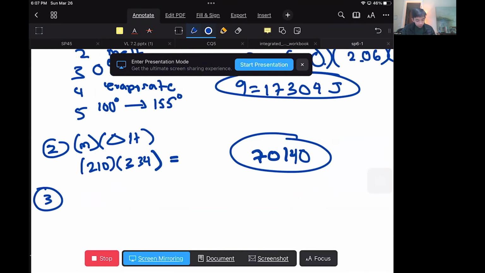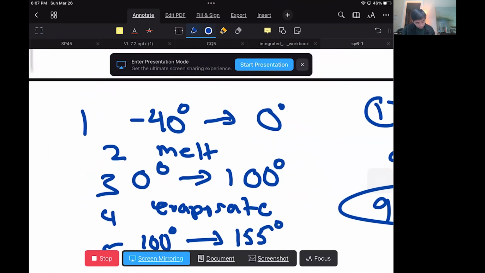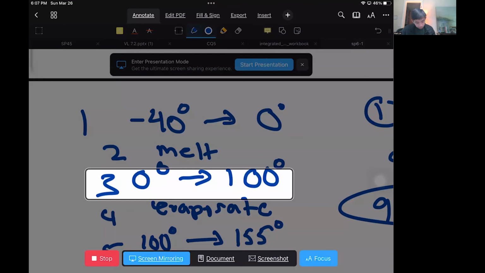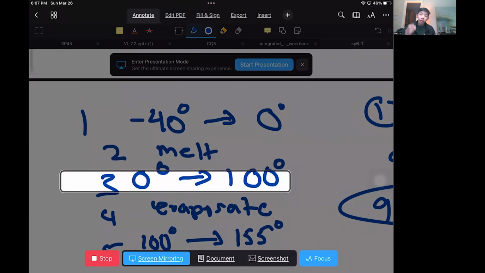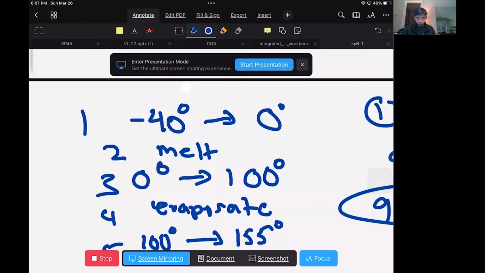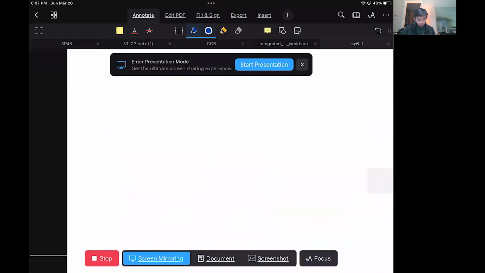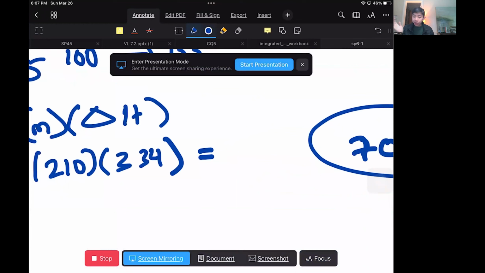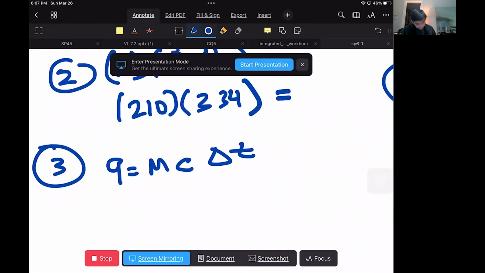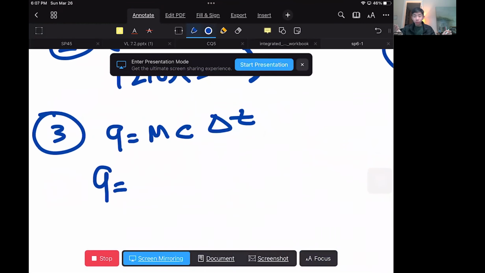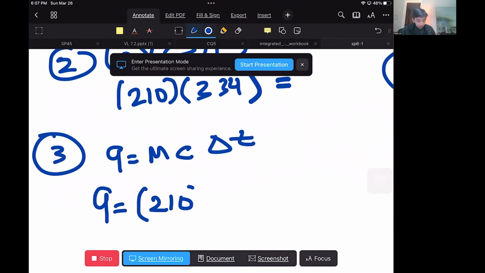Okay, number 3. We just did melting, so now we're on to number 3. Number 3 is raising the heat from 0 degrees Celsius to 100 degrees Celsius. Whenever we're raising heat, we're going to be using Q equals MC delta T. Q is what we're trying to find, how much energy it's going to take. M is the same as before, 210.